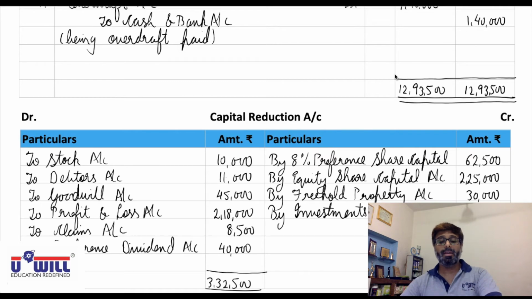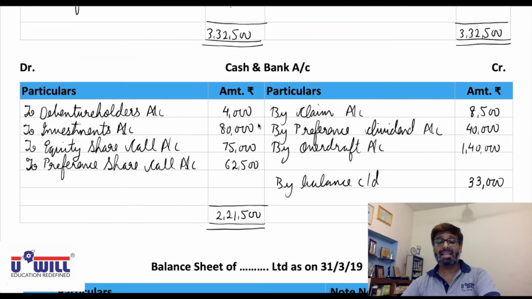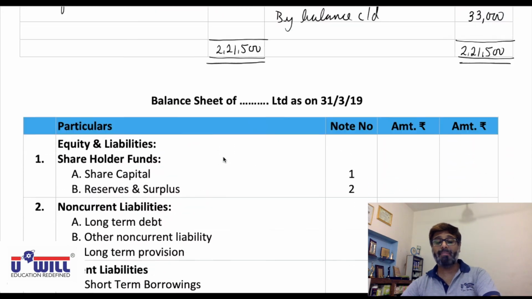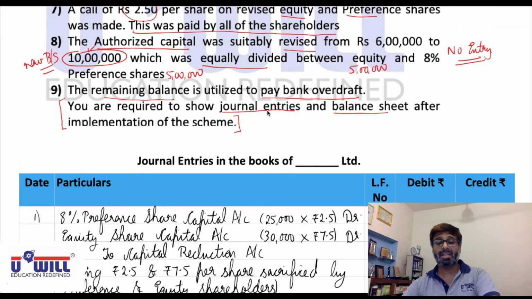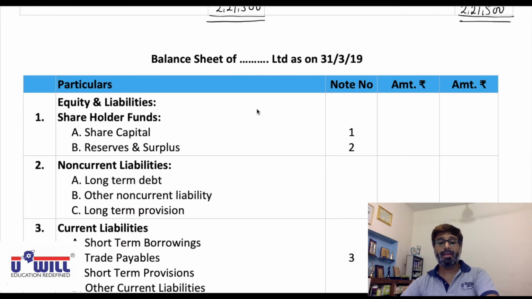Okay. Now, what else is asked in the question? Show the journal entries and balance sheet. These two ledger accounts we have made extra. Now, balance sheet, make the formats. Okay, pause the video and make the formats.